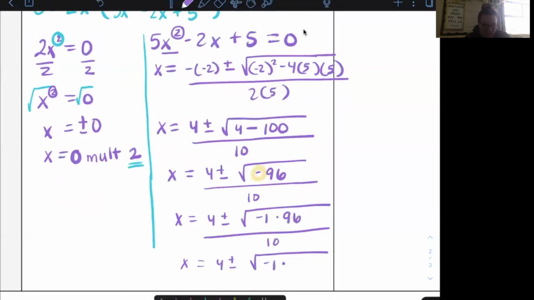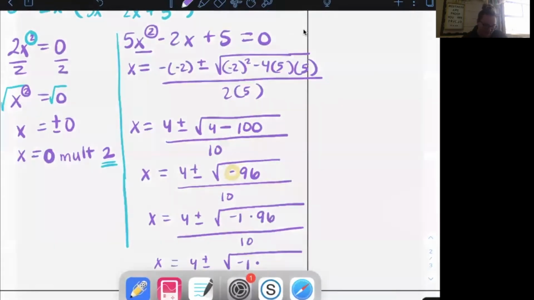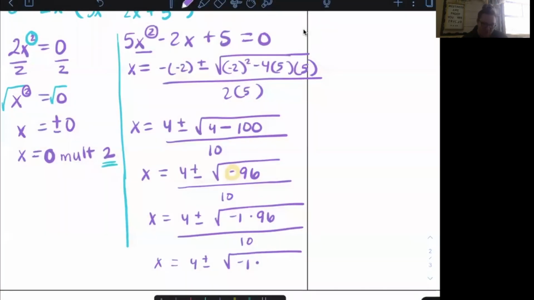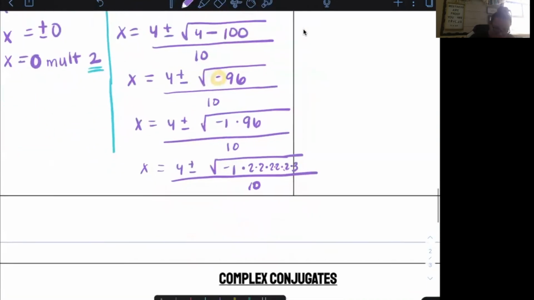How can I break down 96? Let's see, 96 divided by 4 is 24. So 4 times 24. Then I'm going to break down 4 as 2 times 2, and 24 is 4 times 6. I'm going to break down 4 as 2 times 2, and 6 as 2 times 3. And I just did that all in the same step so I could save some space here.